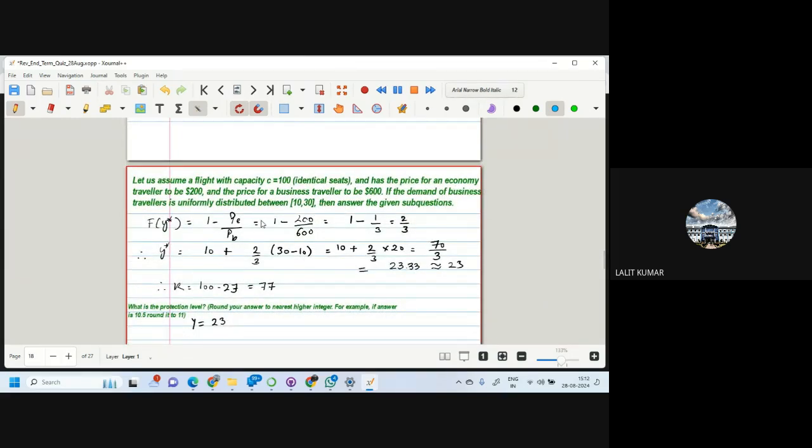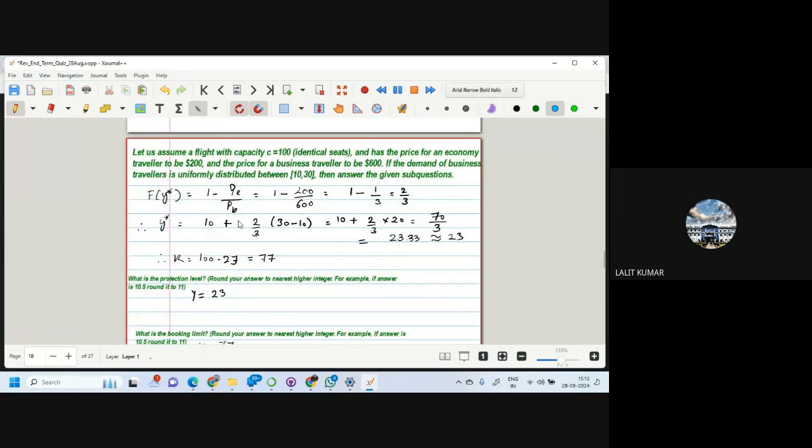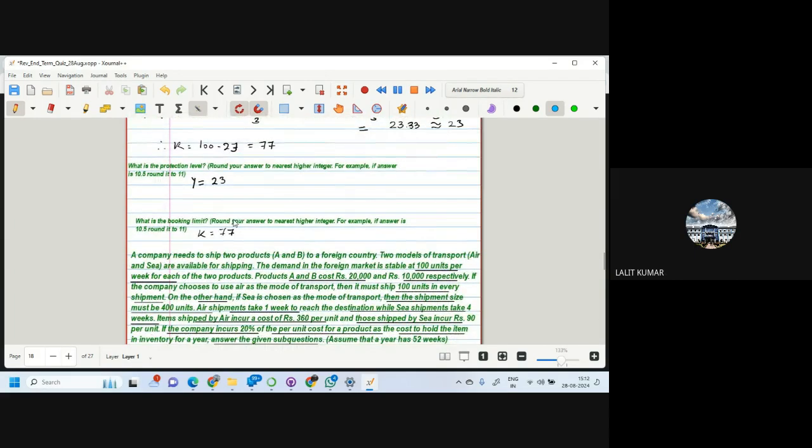This is the same question we have done earlier. We can check the booking flight one. Okay, so I'll not do this. Protection level I have already covered. Booking limit I have covered.